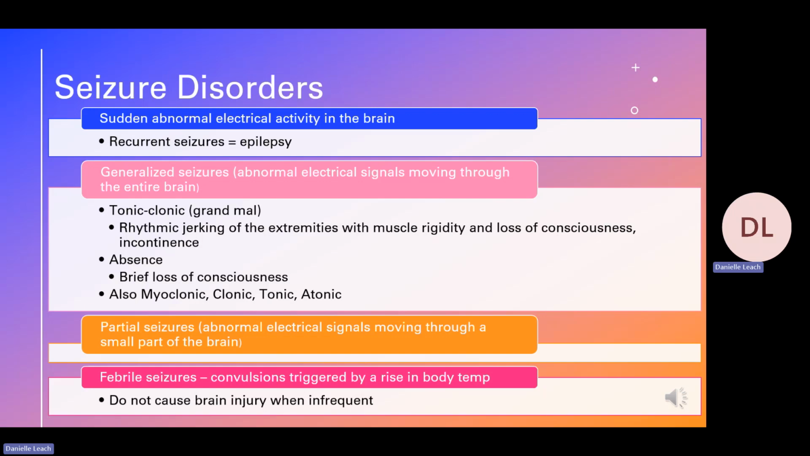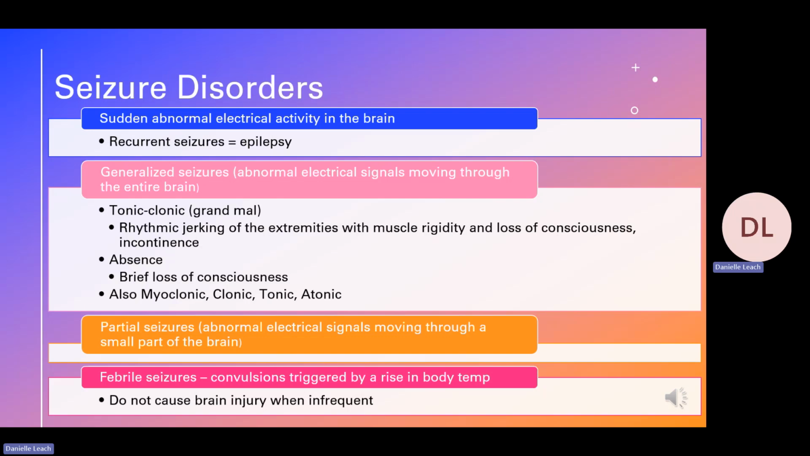Seizure disorders occur because of a sudden abnormal electrical activity in the brain. If the child has recurrent seizures, particularly when they are accompanied by abnormal EEG findings, where there's persistent abnormal brain activity, then the child could be diagnosed with epilepsy. But if they just have one seizure, they would not be diagnosed with epilepsy.